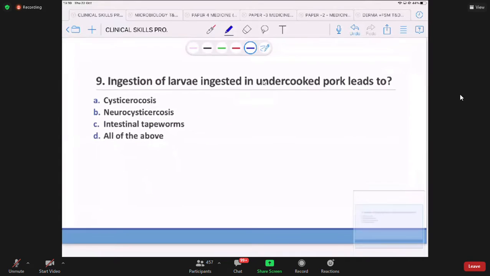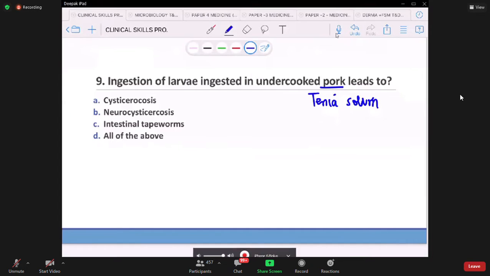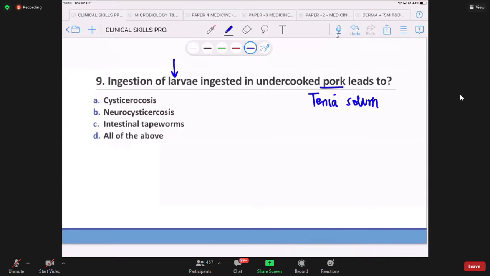Let's do a next one quickly, guys. If you are having a chap ingesting larvae in undercooked pork, we are obviously talking about Taenia solium, right? So what will the person develop? He has consumed undercooked pork. He's ingesting larva. The word is larva. So what will the person develop? And it is a question again from the previous years. Quickly, guys, fast fingers.